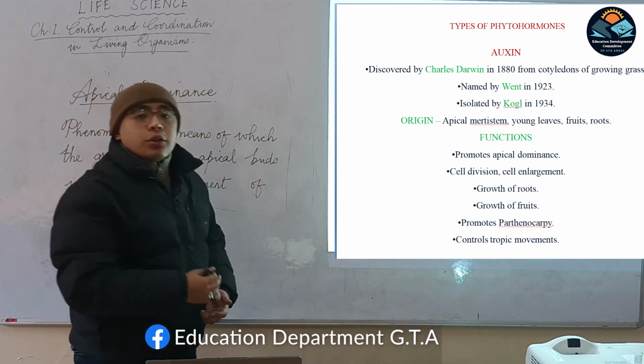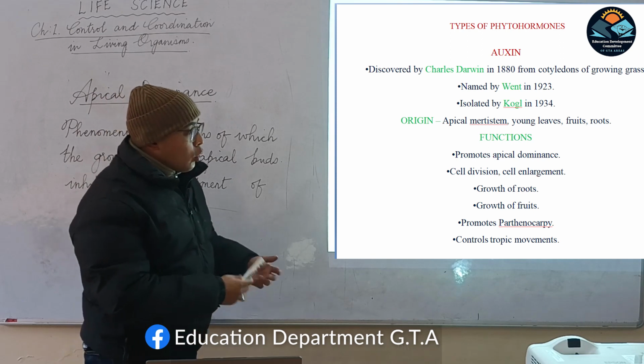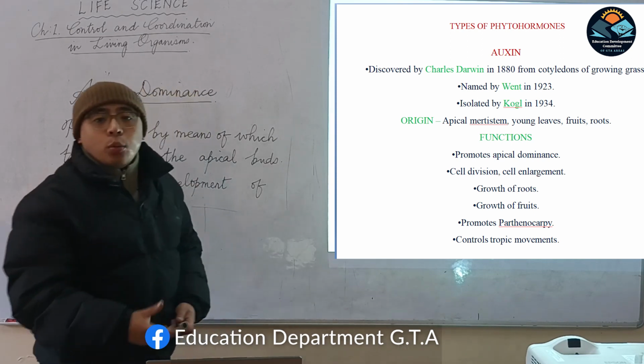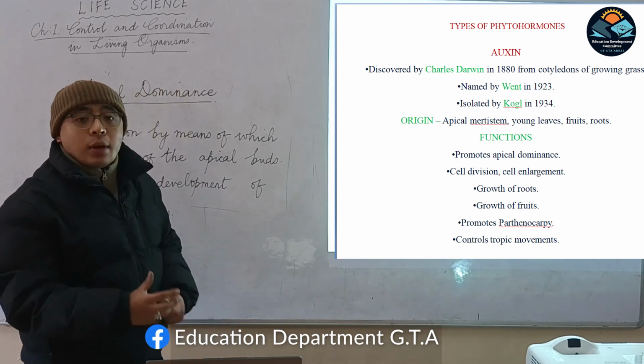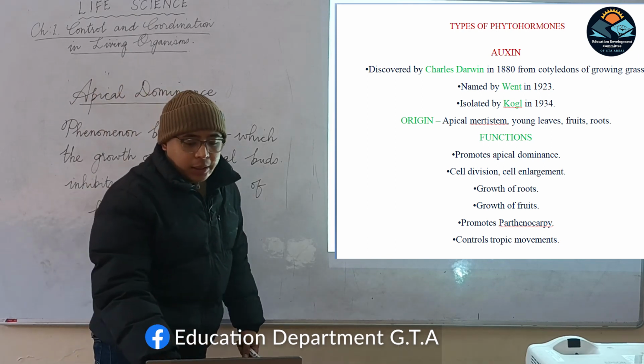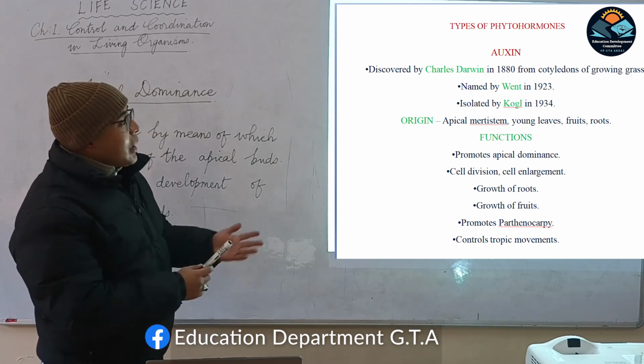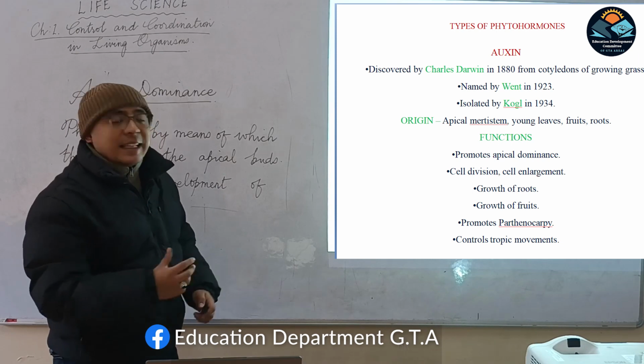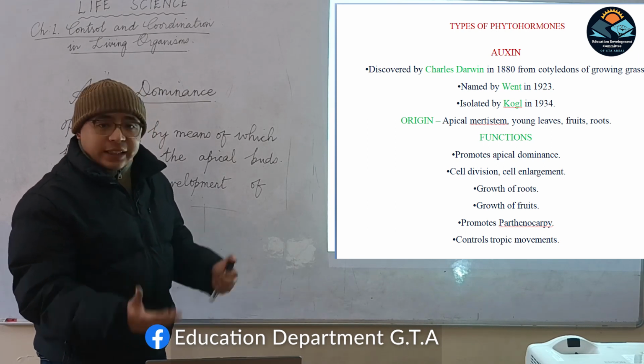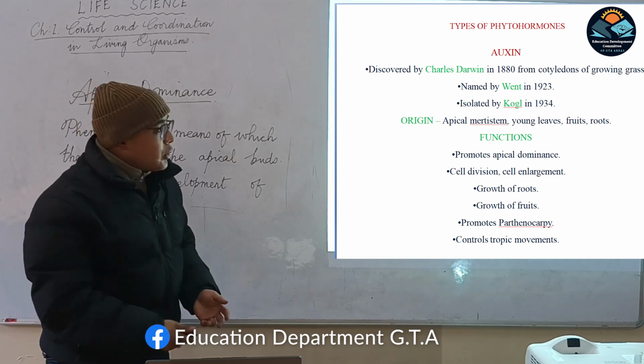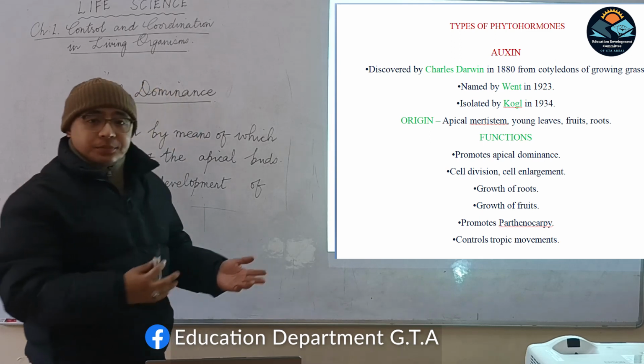Next is the growth of roots, growth of fruits, and it also promotes a certain process known as parthenocarpy. Now what is parthenocarpy? Parthenocarpy is the formation of seedless fruits, fruits without seeds, without pollination or fertilization.